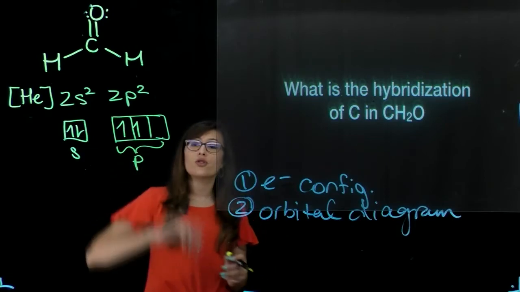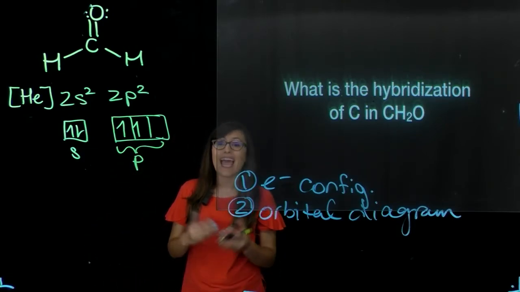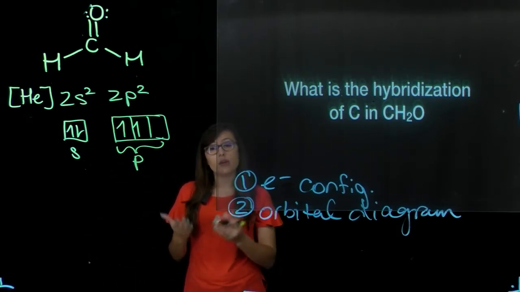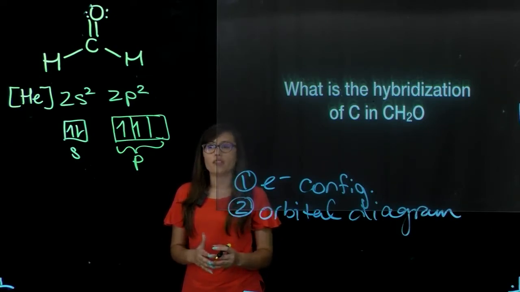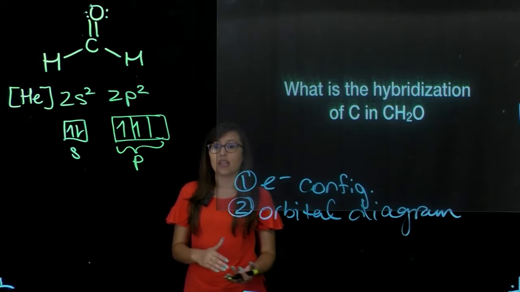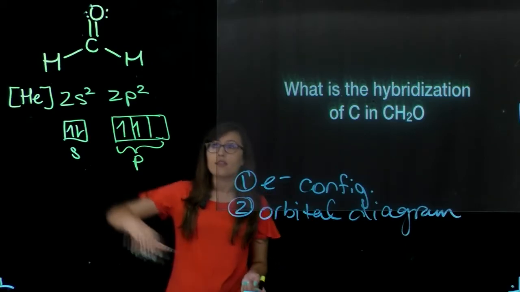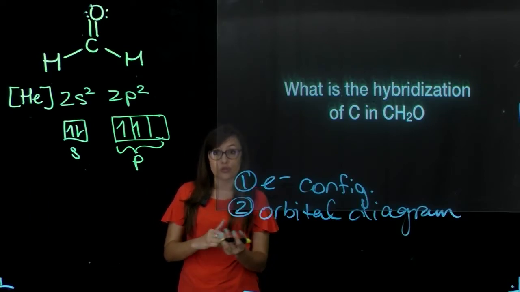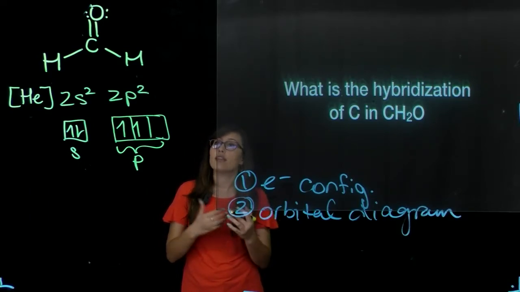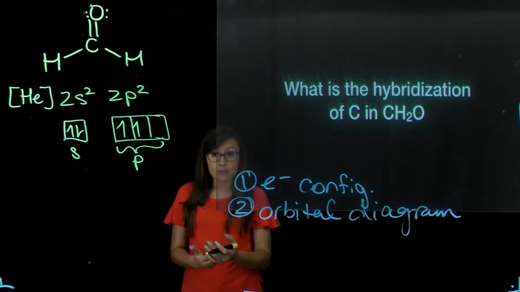We see that we have two half-filled orbitals. However, we have to look at our molecule in order to determine how many bonds we are going to need and if we need to excite any electrons to a higher orbital. In this case, we have two single-bonded hydrogens, so those are two sigma bonds, and we have a double-bonded oxygen, so that's a pi bond.